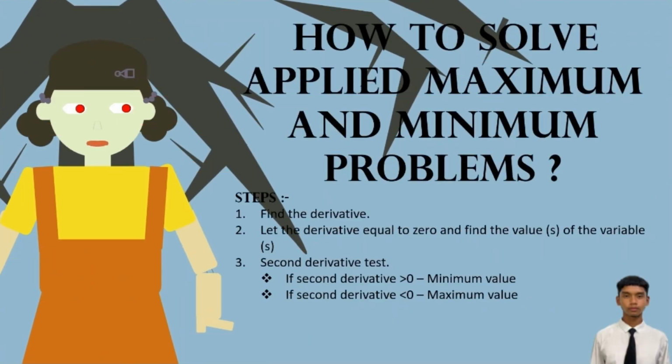So, how to solve applied maximum and minimum problems? First step is we find the derivative. Second, we let the derivative equal to 0 and find the value of the variable. The third step is we use the second derivative test. If the second derivative is bigger than 0, it will become a minimum value. If the second derivative is less than 0, it will become a maximum value.